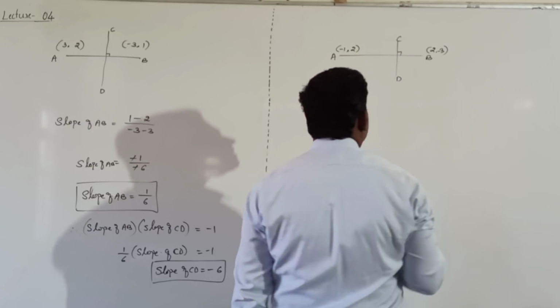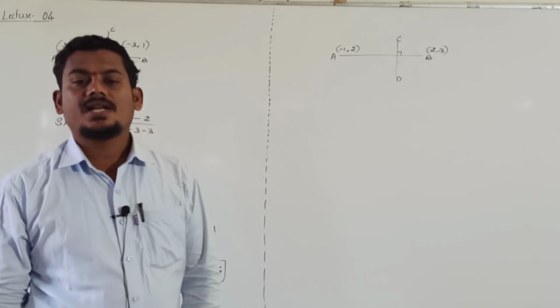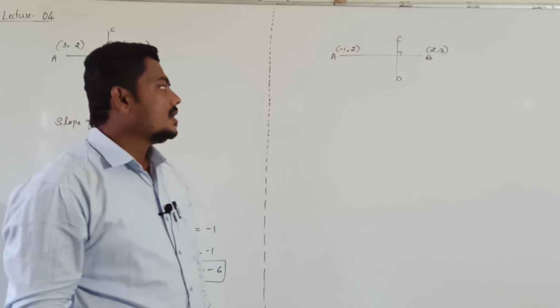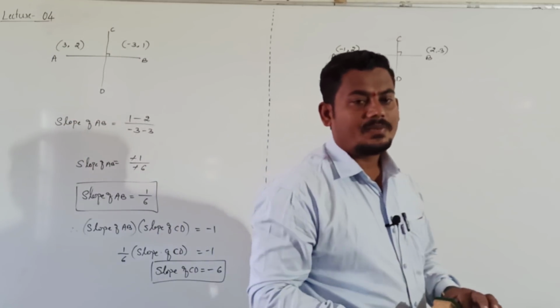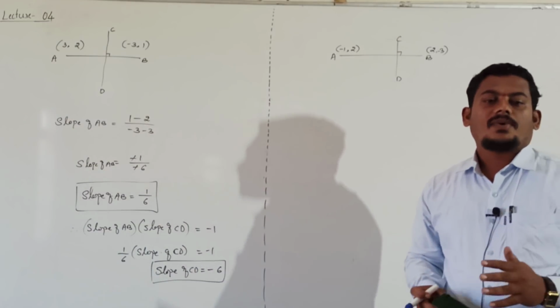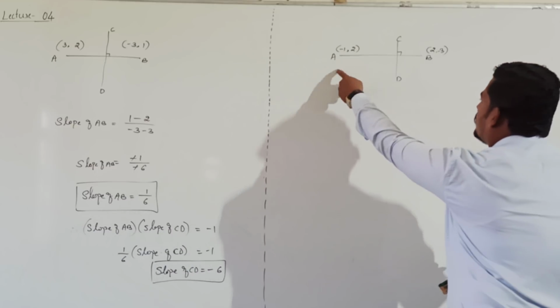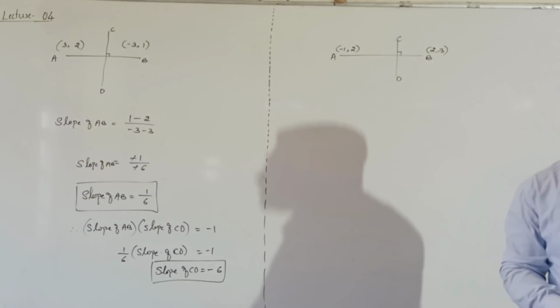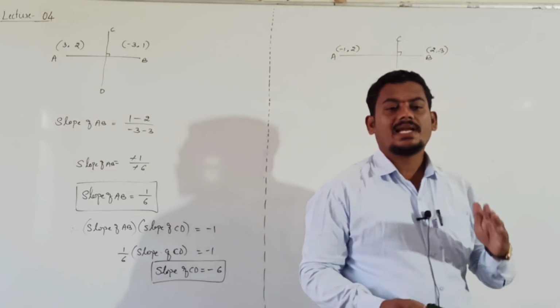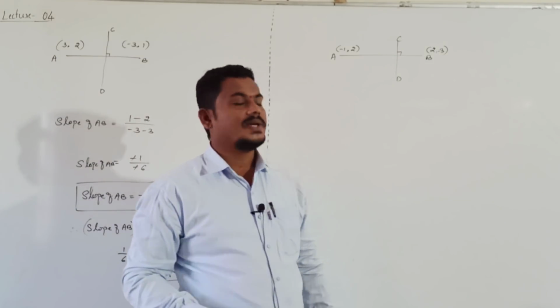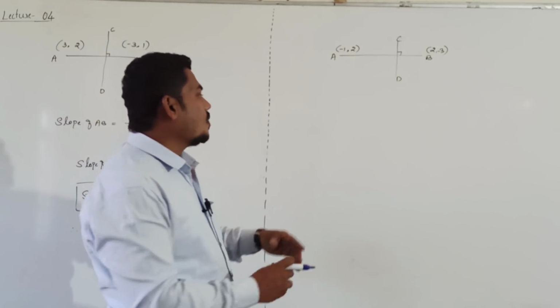Clearly, our required line is perpendicular to the given line. In the question they have given: find the slope of a line which is perpendicular to the line joining these 2 points. Our required line is perpendicular to the line joining the given 2 points. Just find the slope of AB.